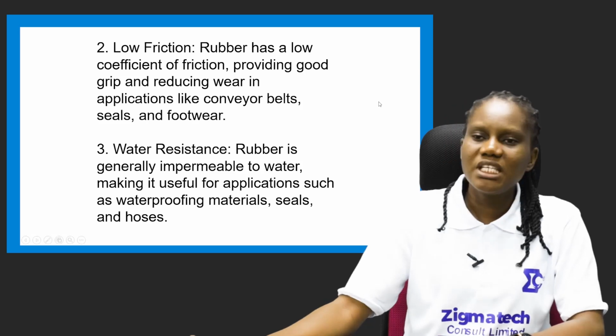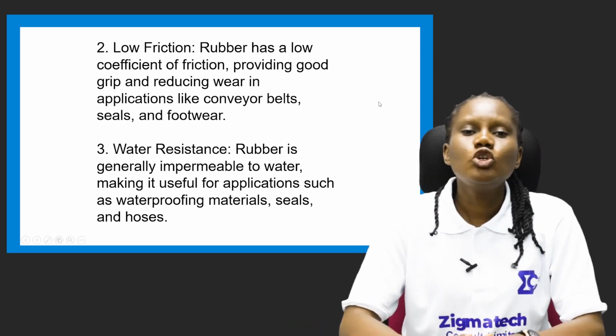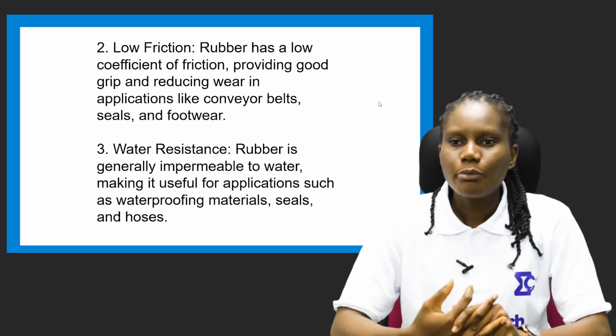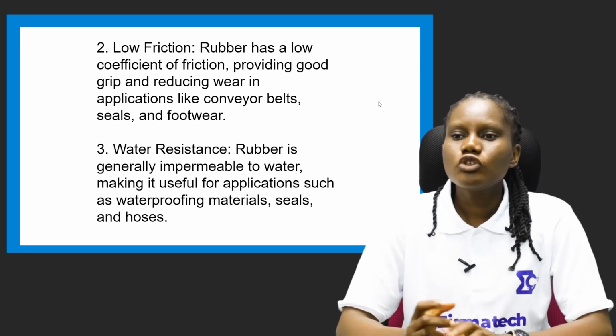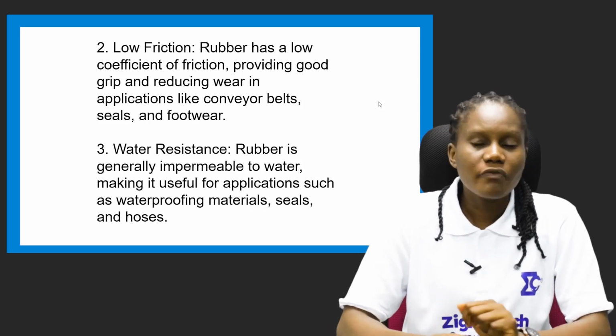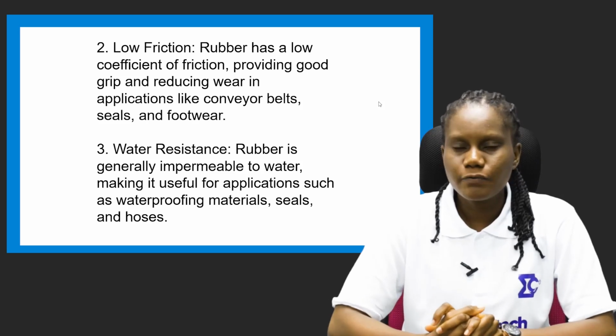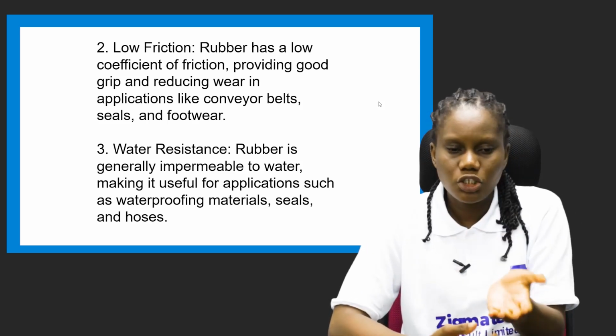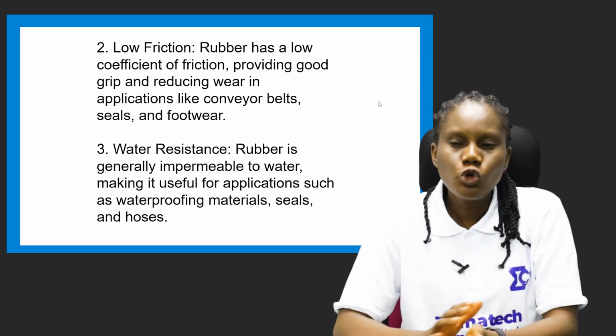Number 2 property is low friction. Rubber has a low coefficient of friction, providing good grip and reducing wear in applications like conveyor belts, seals, and footwear. That's why you can use it in your shoe production. So it has low friction.